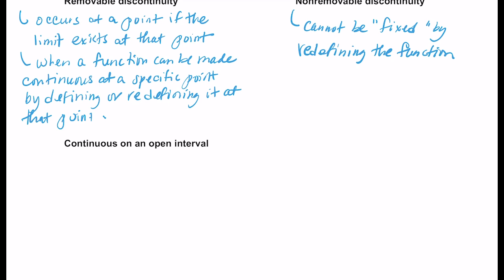What does it mean to be continuous on an open interval? So when we use that phrase, we just mean if the function is continuous at every x value in the interval, we say it's continuous on an open interval.